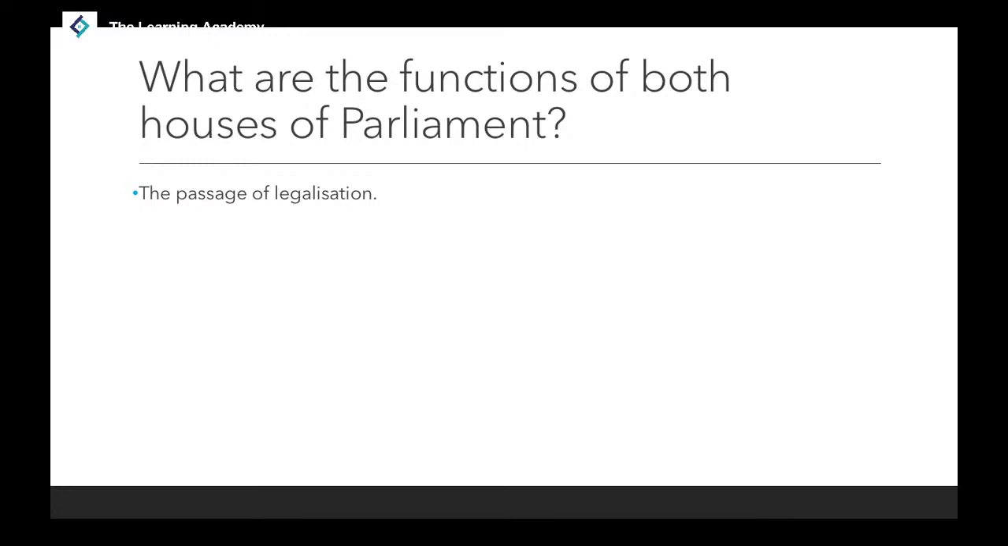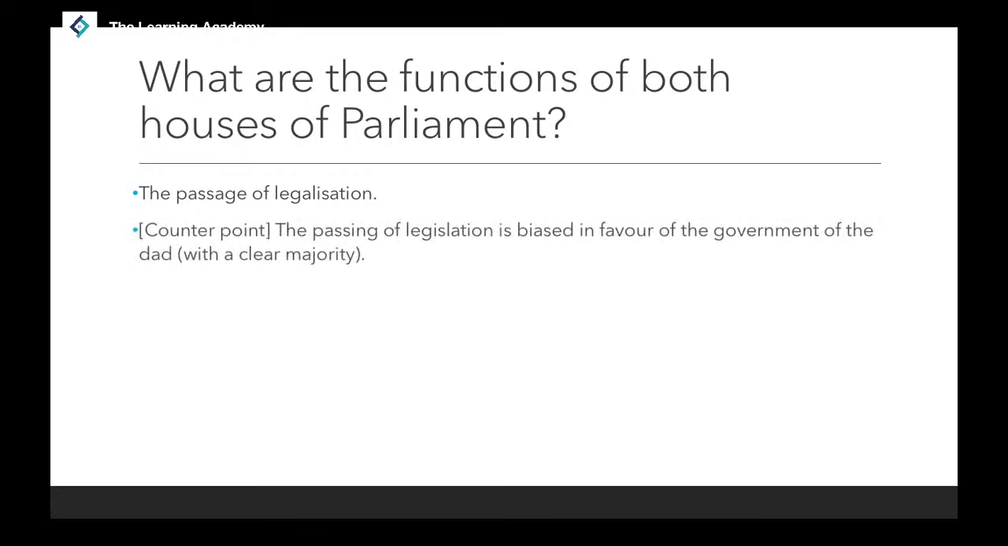You could also argue that the legislative process is somewhat biased in the first place. It's biased in favour of the government of the day. The government often has a majority in Parliament if they're a majority government, and so this majority government will effectively dictate the amount of legislation that is passed. So the passing of legislation is biased in favour of the government of the day when they have a clear majority, and we have a clear majority here in the current Conservative government.